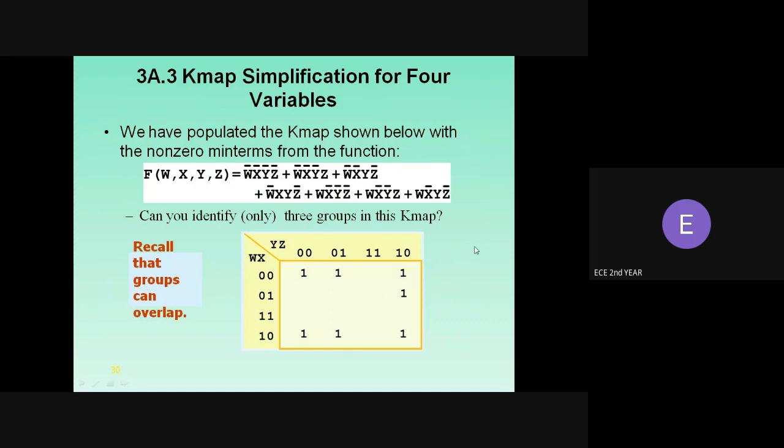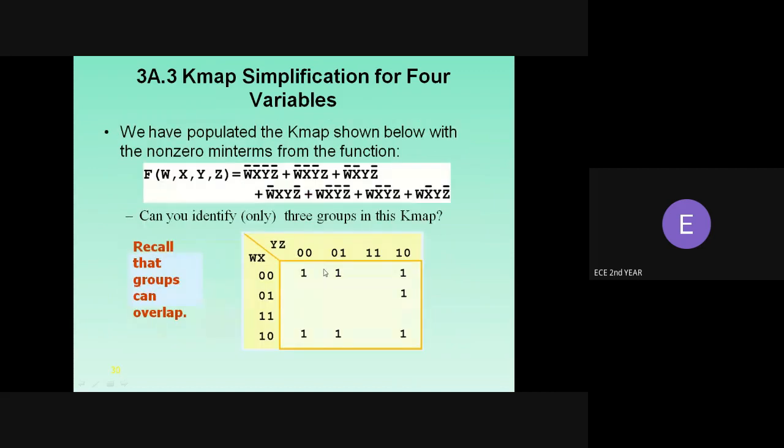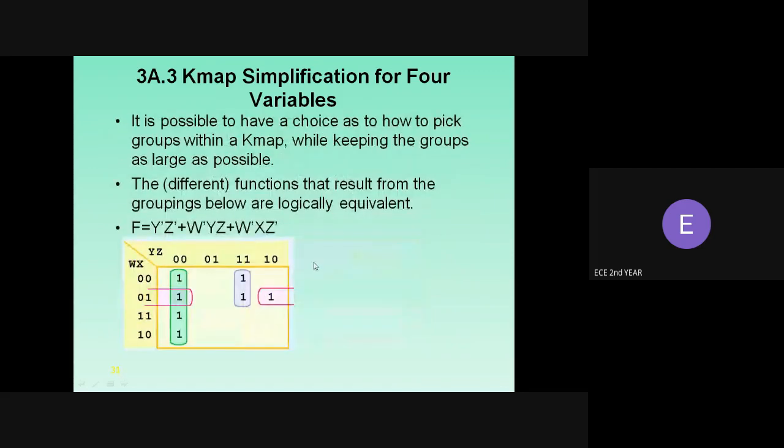Let us see how to group this particular set of ones. You see here, how to group all these ones and then write the equation. You see here, in one column all the ones are present. This is another example for KMap.